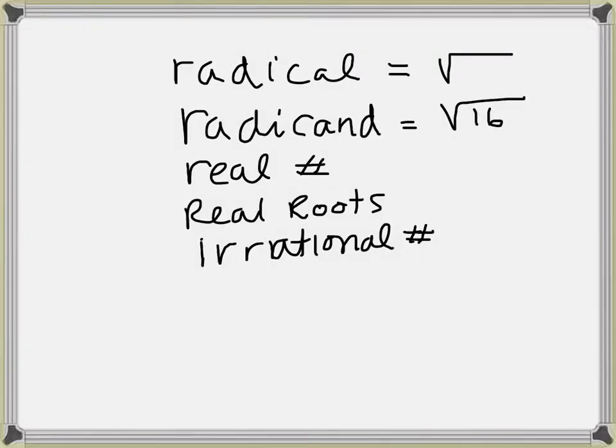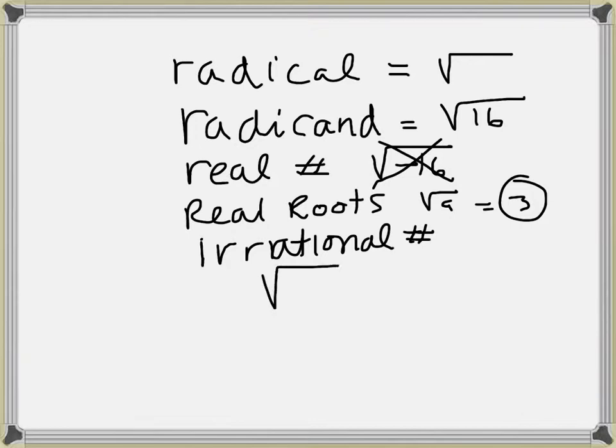So here we are. We're talking about our real numbers, our real roots, and our irrational numbers. The real numbers are any number in the real number system. That's basically any number that is not a negative square root. A real root would be the square root of 9, so that's 3. 3 would be a real root.